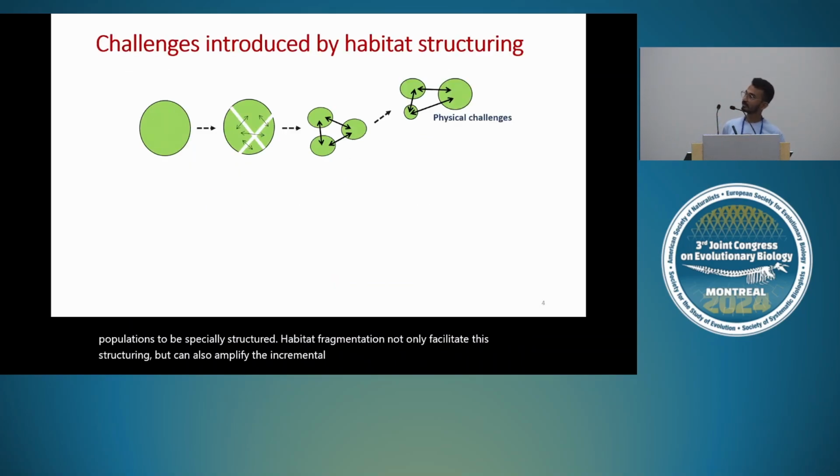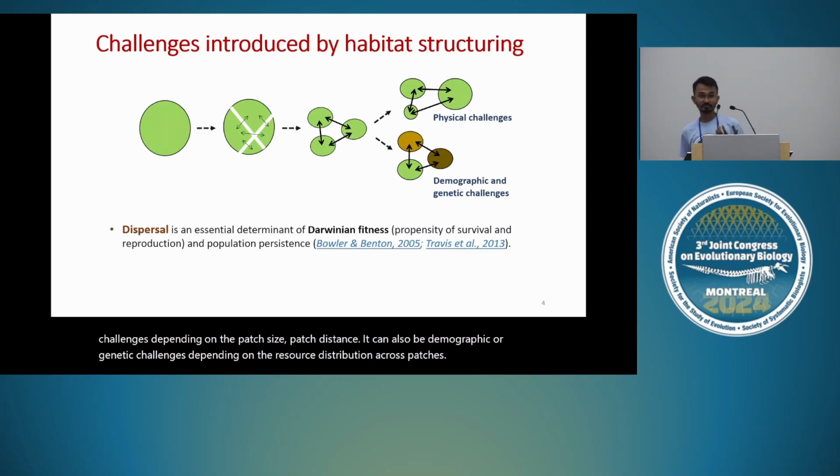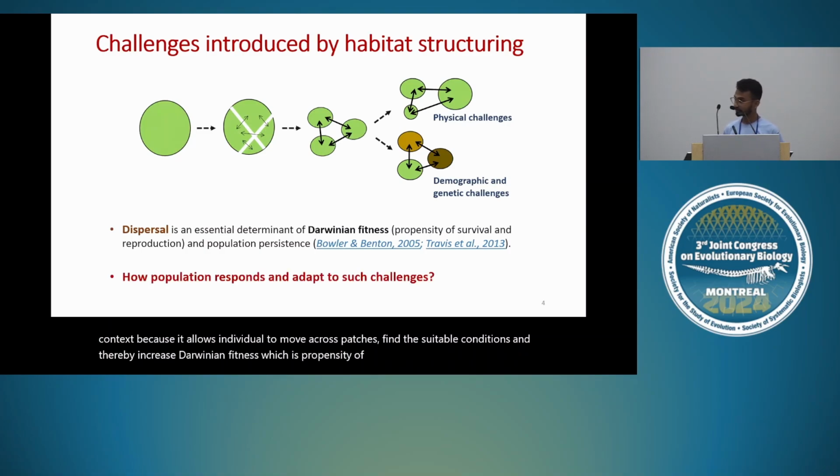This kind of structuring can introduce many novel challenges and novel selection pressures. For example, there can be physical challenges depending on patch size and patch distance. There can also be demographic or genetic challenges depending on the resource distribution across patches. By now you have realized dispersal is one of the key components in this context because it allows individuals to move across patches, find suitable conditions, and thereby increase Darwinian fitness, which is the propensity of survival and reproduction.